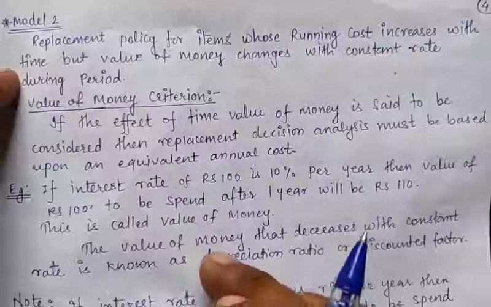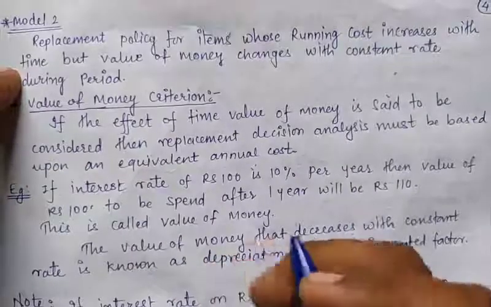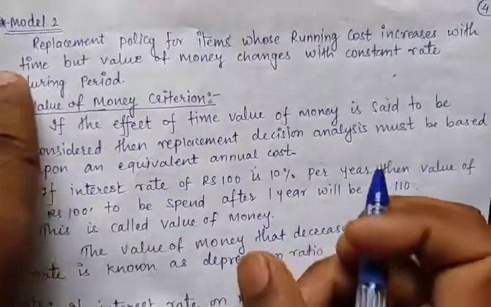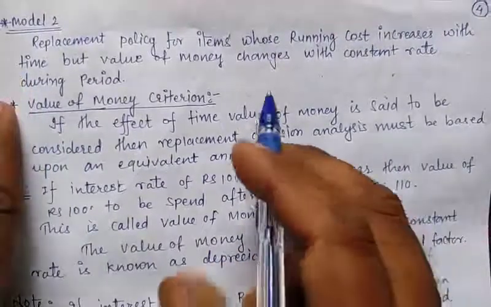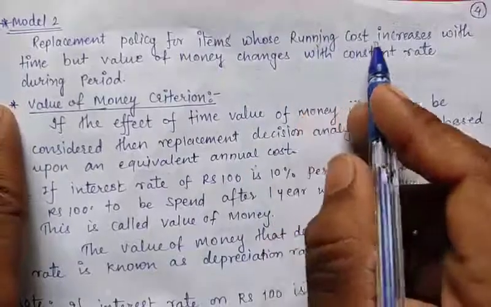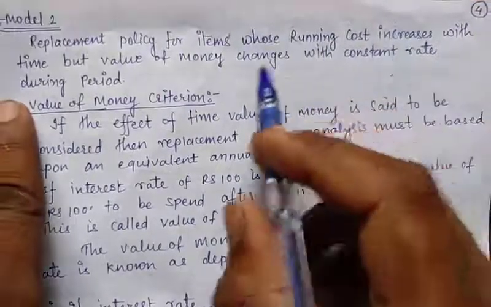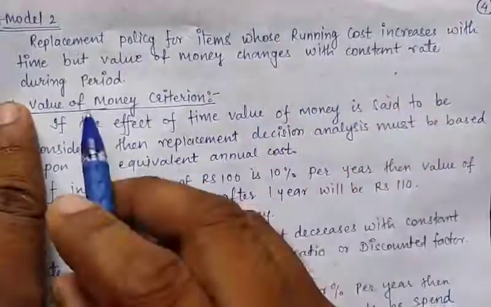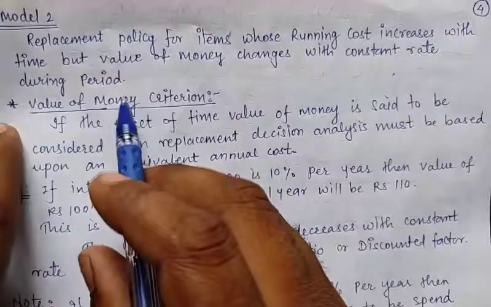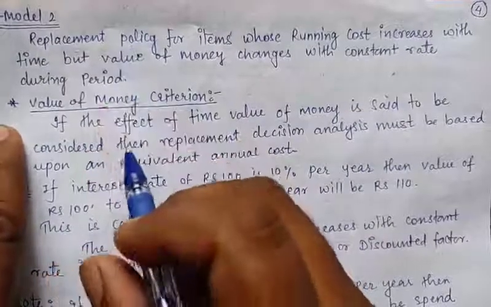Now in this lecture we are going to see the second model, that is, when we should replace a machine. So let's see the replacement policy for items whose running cost increases with time but the value of money changes at a constant rate during that period. So this is the second model.